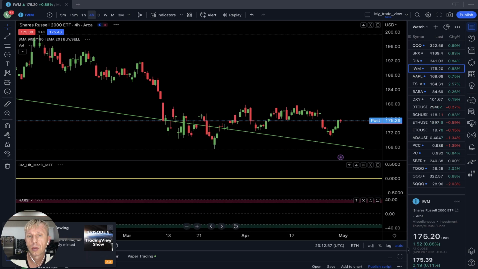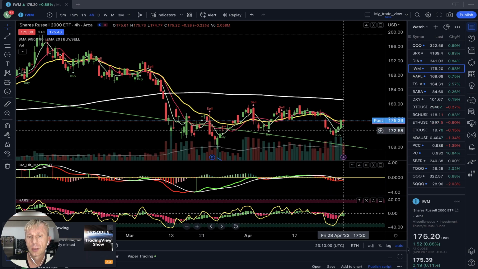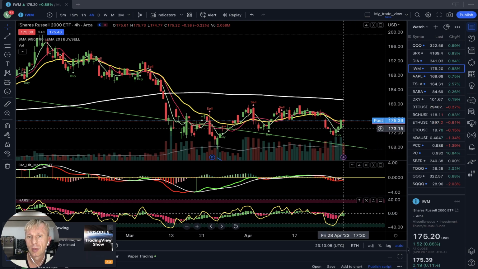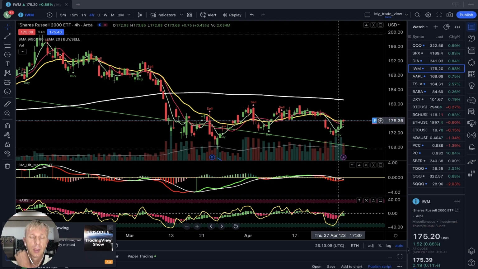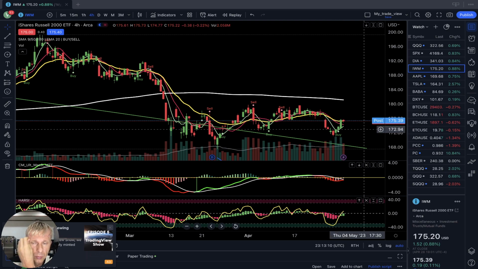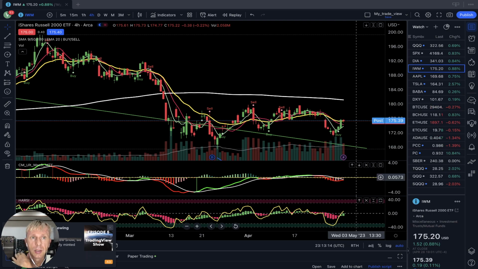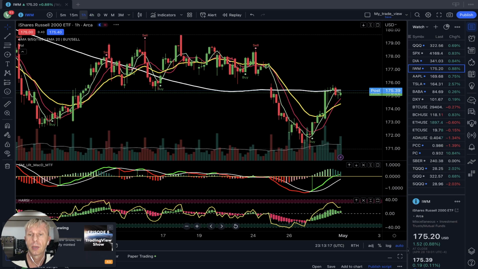Let's see what's going on. 4 hours. Heikin-Ashi wants to go bullish. It's green. Buy signal on the script. Last bar touched MA20. Still negative territory below 200. Buy signal, bullish signal on all indicators on 4 hours time frame. Let's move to 1 hour time frame.